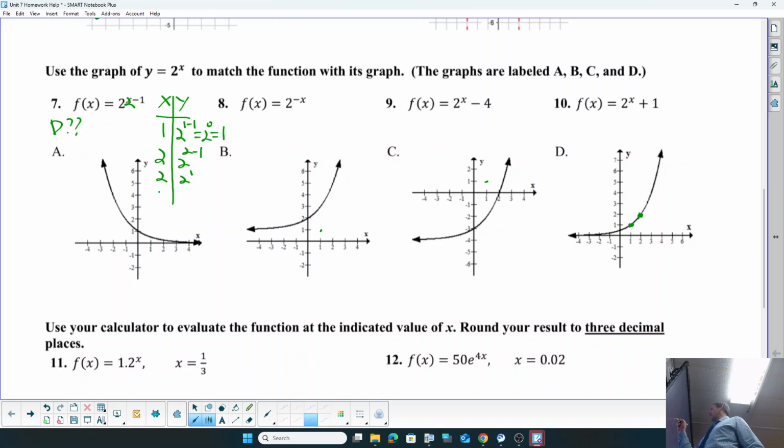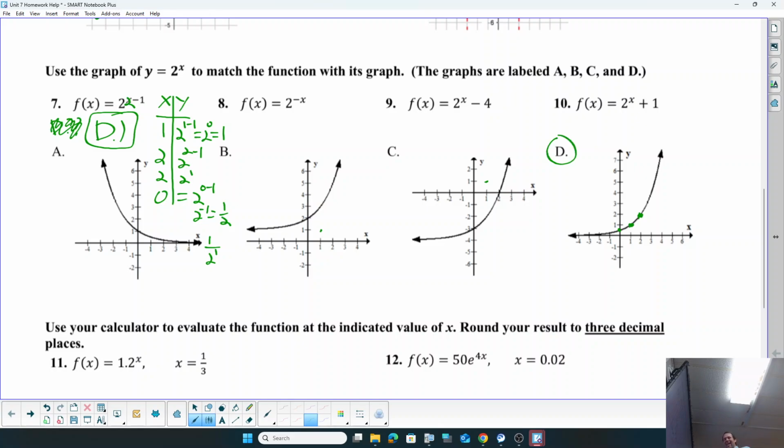Well, if you plug a 0 in, you get 2 to the 0 minus 1. And so that's going to just be 2 to the negative 1, which, flip it, is a half, because that's 1 over 2 to the positive 1. And so 0, a half. Yep, looks like number 7 is D.